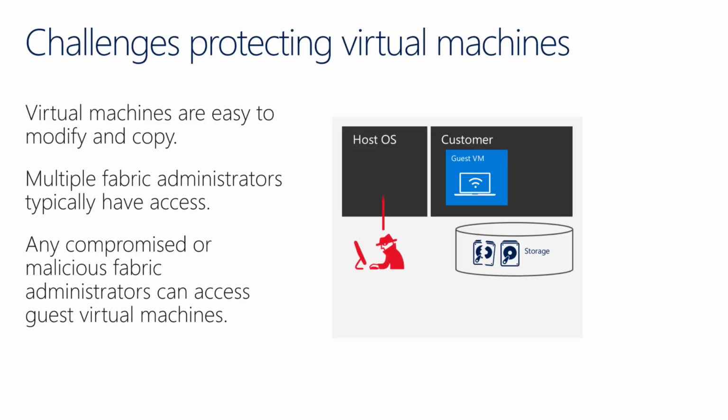When we take a look at challenges protecting virtual machines, the big issue is that the virtual machines themselves are easy to modify and copy. If I've got access to the location where virtual machines are being stored, for example the actual VHD files in a Hyper-V environment, and I can copy those files out to another storage device, like an external USB drive, once I've got those, I can mount them and really start looking at them.